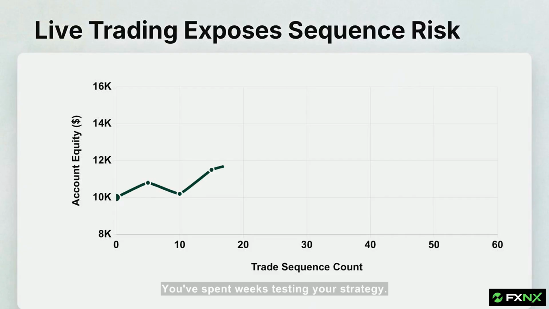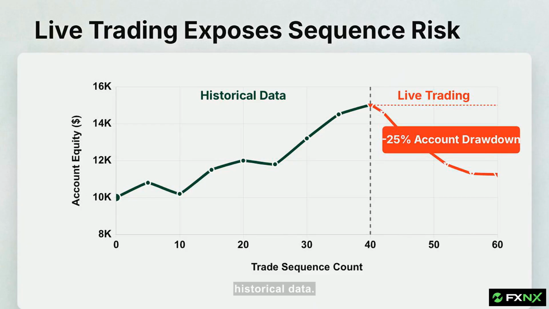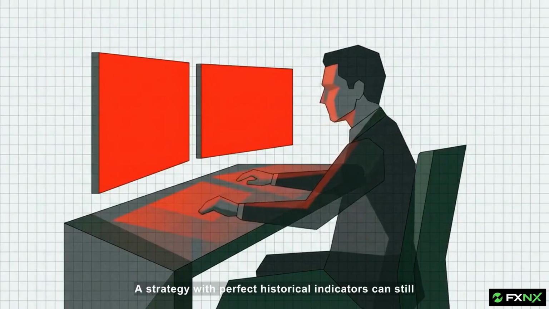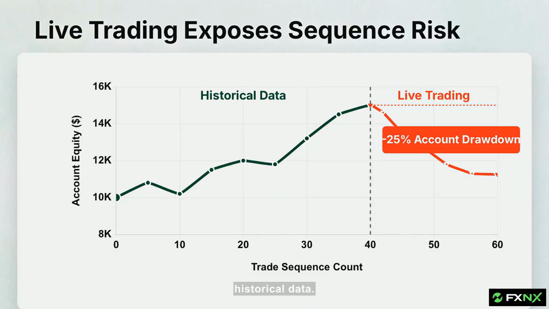You've spent weeks testing your strategy. The historical data shows a 65% win rate, yielding a steady, climbing line of consistent profit. So you take it live. But within 20 trades, your account drops 25%. A loss this deep never appeared in your historical data.